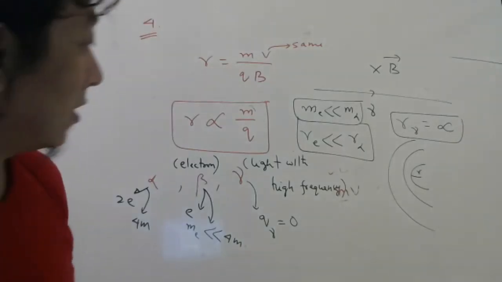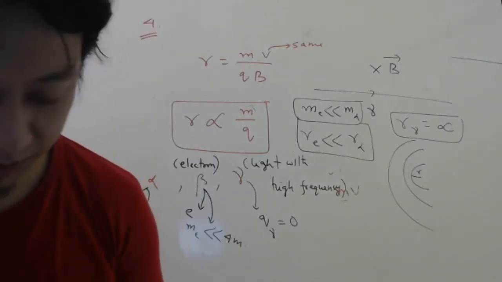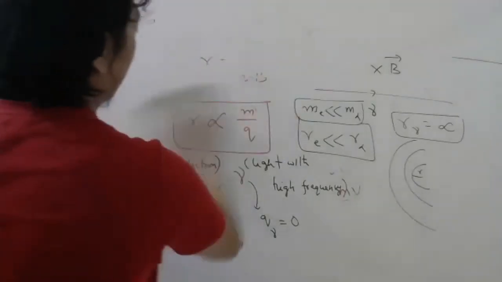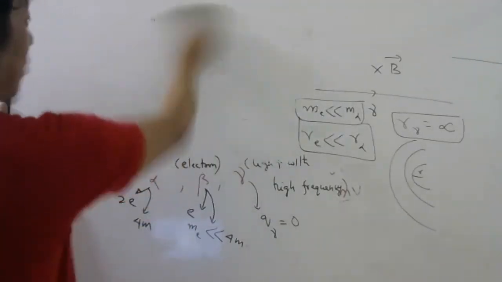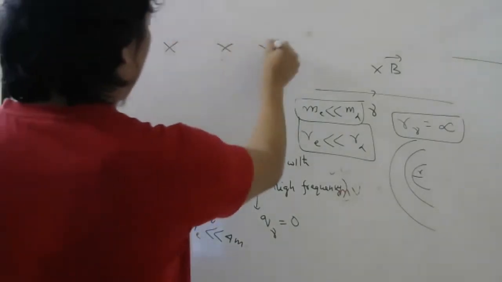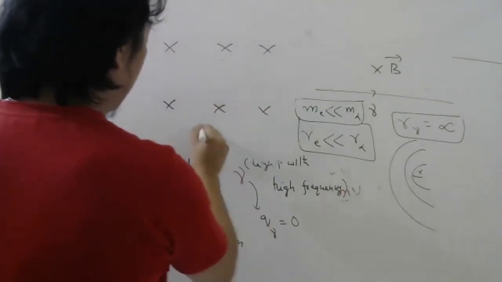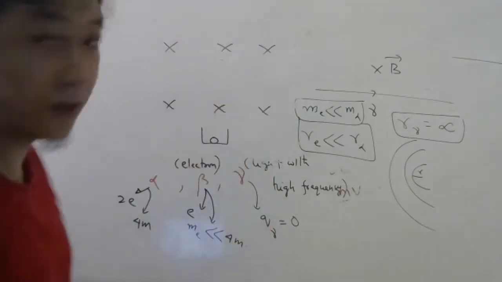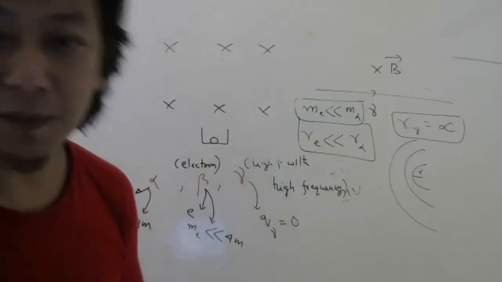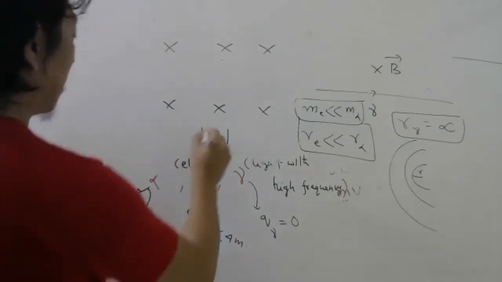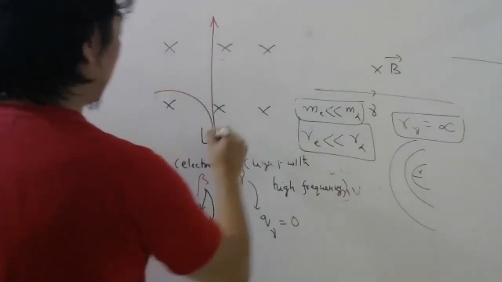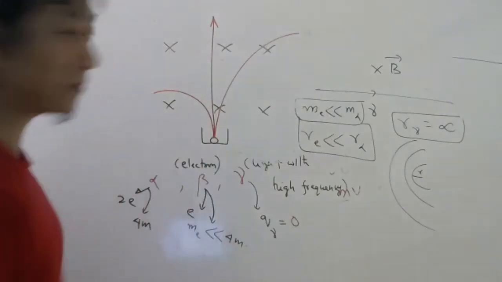So the least radius will be for electron. Sometimes they ask all these questions in a different style. They will show you a picture that there is a magnetic field applied like this, and here there is a radioactive source which emits alpha particle, beta particle, and gamma also. One of them they will show going straight, one of them going like this, and one of them going like this.